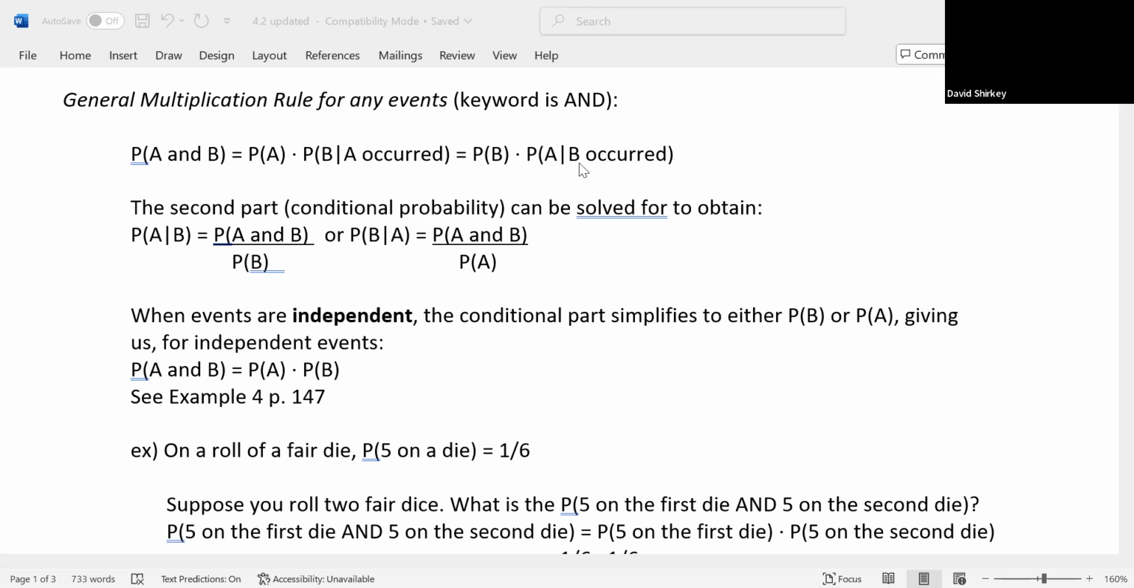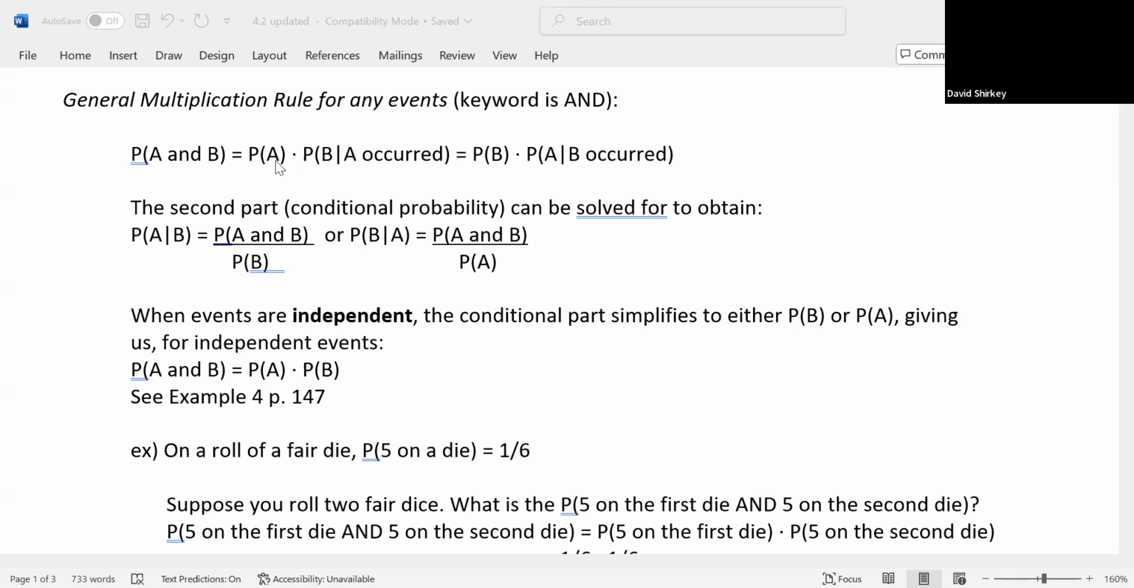This second part, this conditional probability given something, can be solved for. The probability of A given B is the probability of A and B divided by the probability of B, or the probability of B given that A occurred equals the probability of A and B over the probability of A.